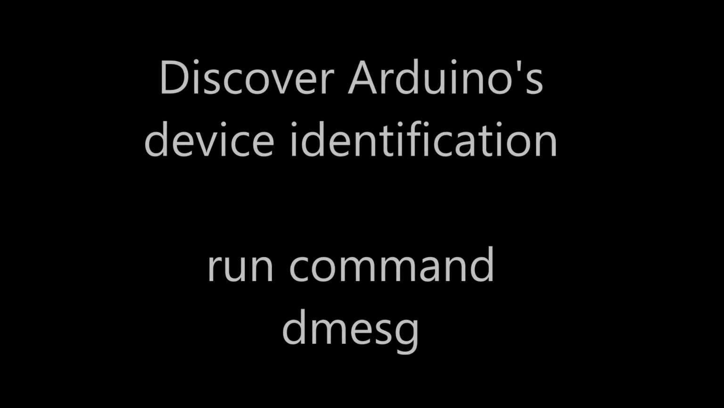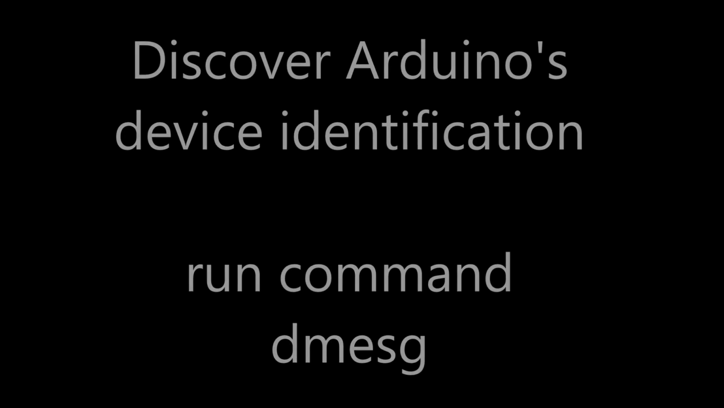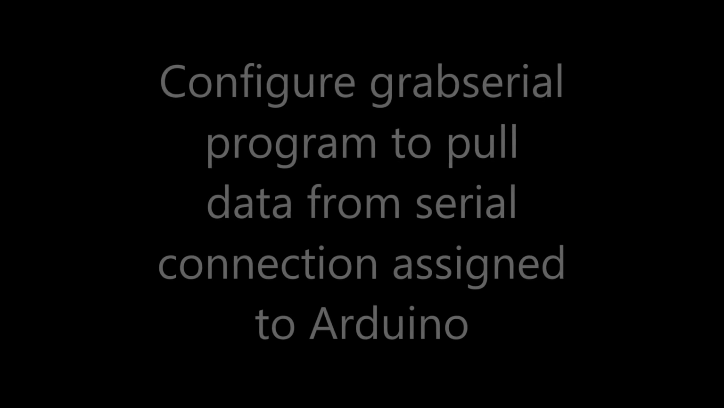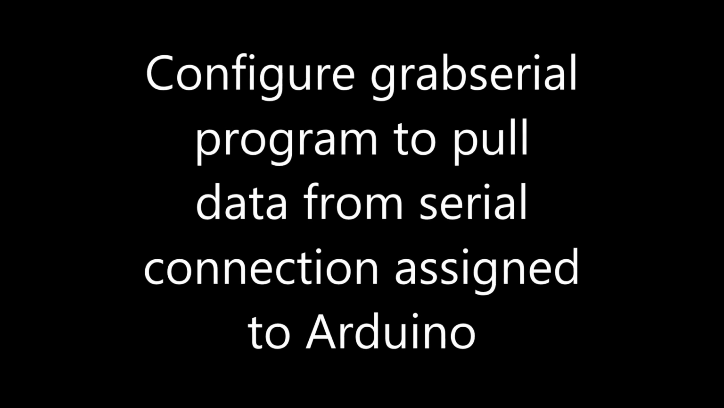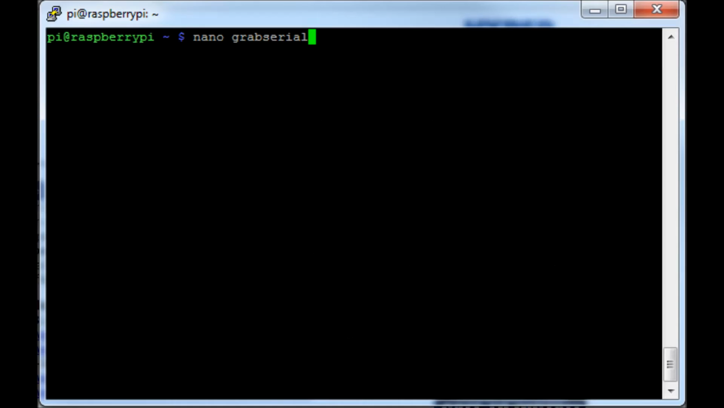Now we have to identify the Arduino's USB identification. After plugging in the Arduino, we run the dmesg command, and we can see it's showing up as ttyUSB0, and we need that information to configure the grabserial program. To configure grabserial, we're going to use the text editing program nano.